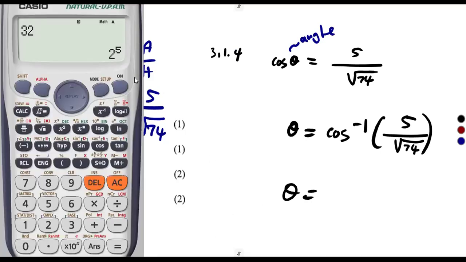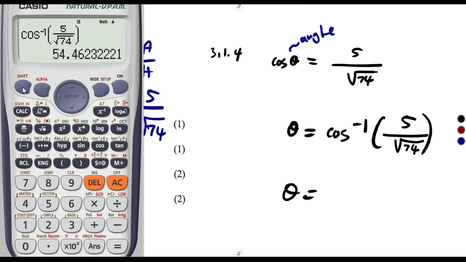So you can simply use your calculator. Make sure that your calculator is in degrees. There's a D, this one. So that's arc cos, shift cos. 5 over the square root of 74. Square root of 74, move aside like this. So that was going to be 54.46 to 2 decimal places.